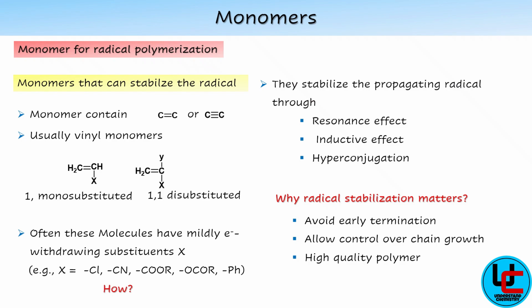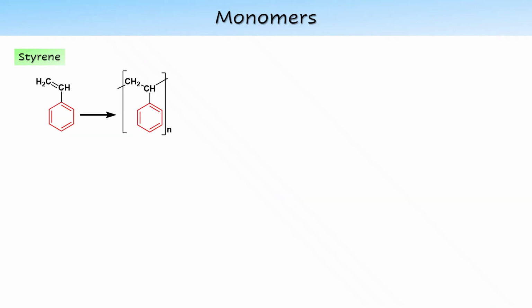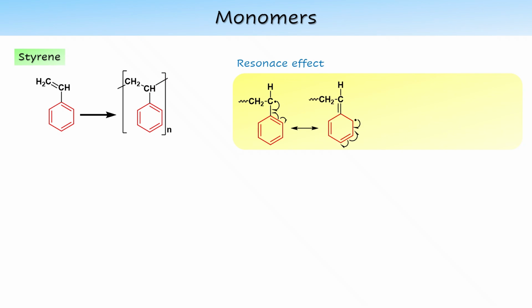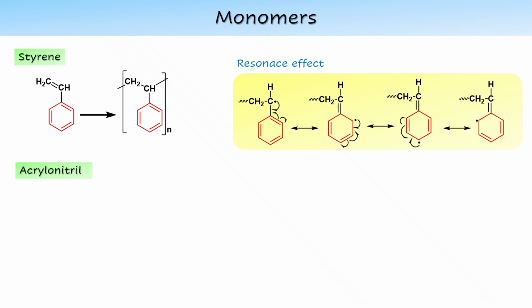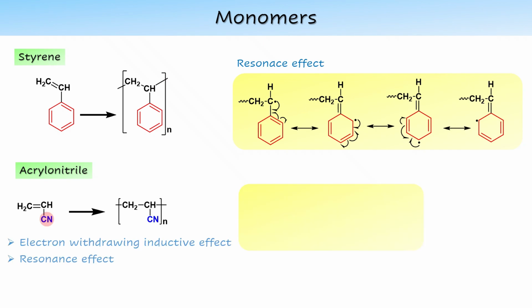Now I will show you some of the most common monomers that can be polymerized by radical polymerization and the dominating factor that stabilizes the propagating radical. Let's start with styrene. In styrene, the benzyl type radical is strongly stabilized by resonance into the phenyl pi system. In acrylonitrile, the nitrile group exerts a strong electron withdrawing inductive effect and delocalizes the unpaired electron via resonance into the C triple bond N pi system. This stabilization of the propagating radical raises the propagation rate and suppresses premature termination.